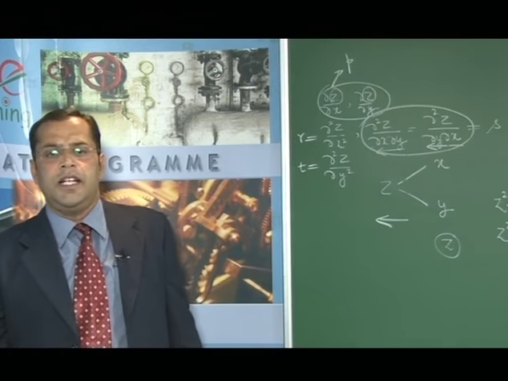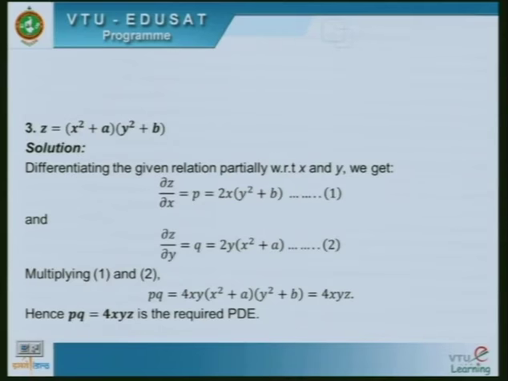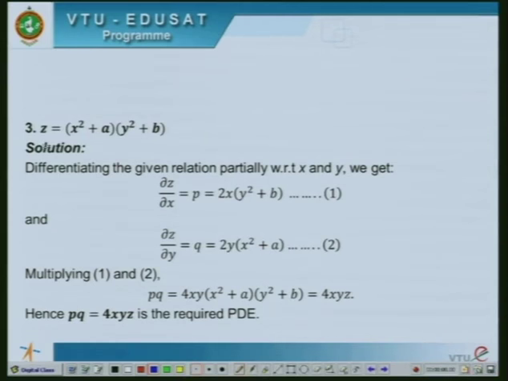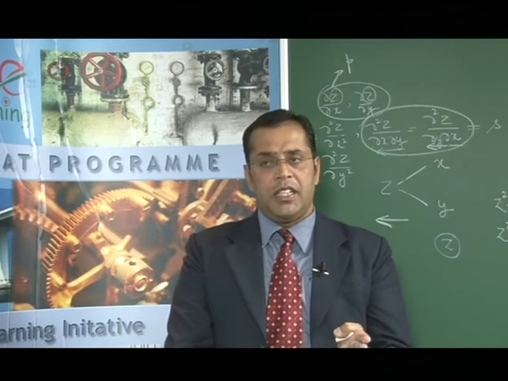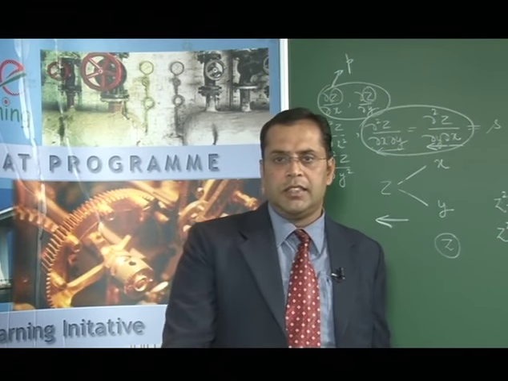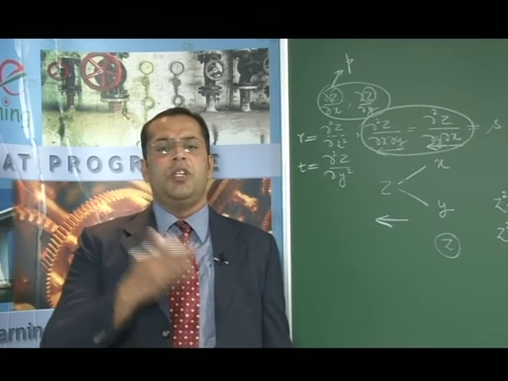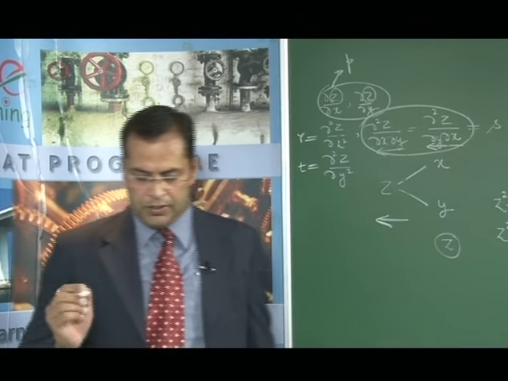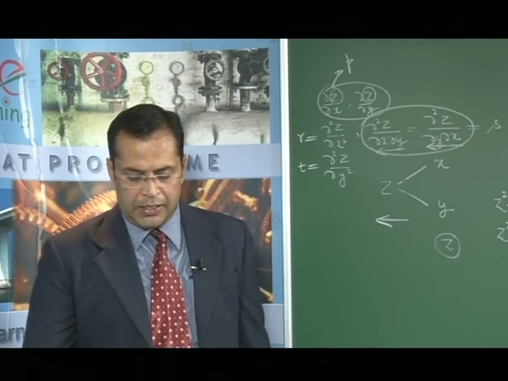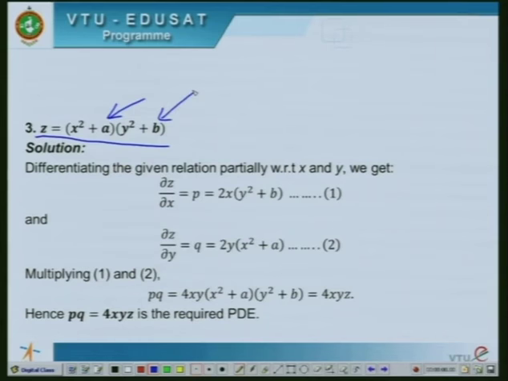We will go to the next example. From the PDE given, z equals (x square plus a) into (y square plus b). What we are seeing in these examples is different methods of elimination of the arbitrary constants, how exactly you can eliminate the constants after you do the partial differentiation of the given expression. Now, this expression again contains two arbitrary constants a and b.